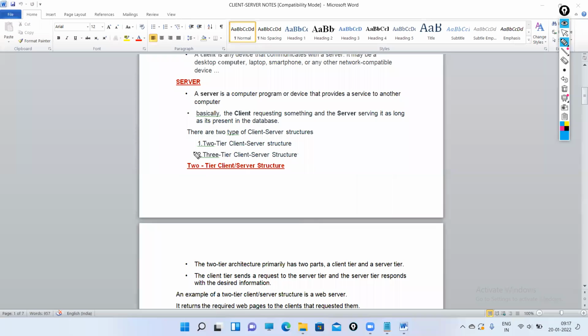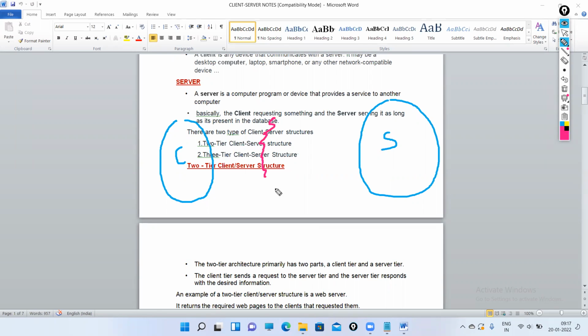Let's come to the three-tier client-server model. In this three-tier client-server model, we can use three tiers. One tier is known as the client, another tier is known as the server. In between, you can use an application server or mediator.